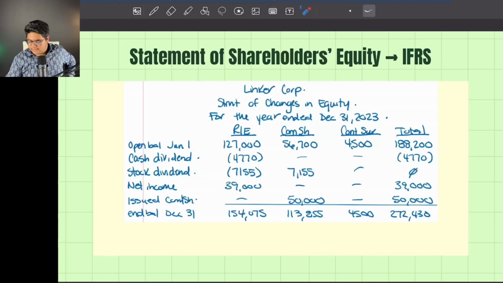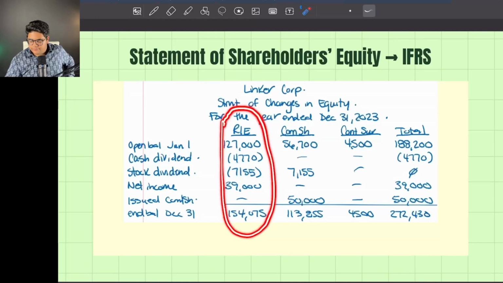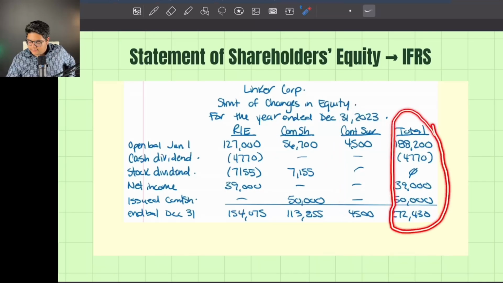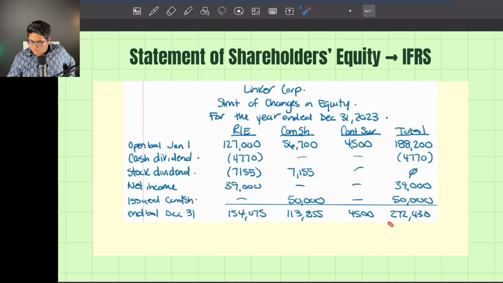So essentially, at the end, for your ending balance, you sum up all of this. Your ending balance for retained earnings is the sum of all of the effects on retained earnings. Similarly, the same concept applies to common shares, also for contributed surplus. And then this leaves you with the ending equity. And this total amount should equal the total equity amount on your balance sheet.